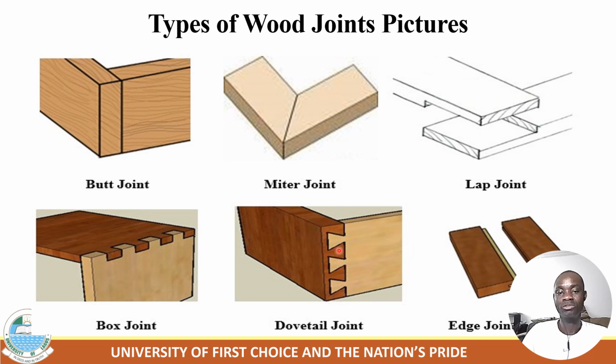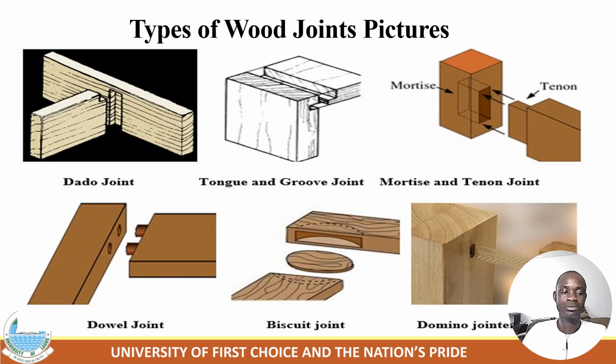And this one is a dovetail joint. What makes it a dovetail joint is that the end here is made up like a dovetail. And this one is a hedge joint. So when you place wood side by side and join them together, that is a hedge joint. All these are wood joint pictures, types of woodwork.